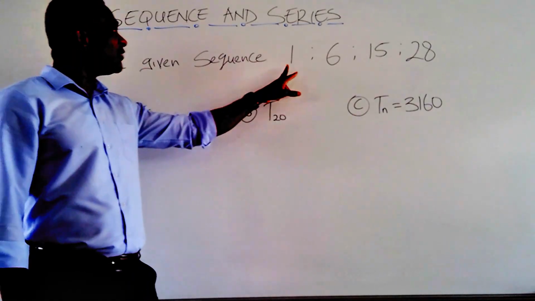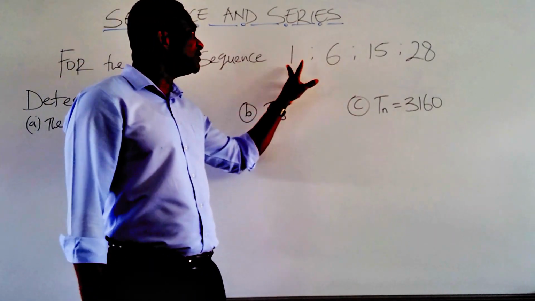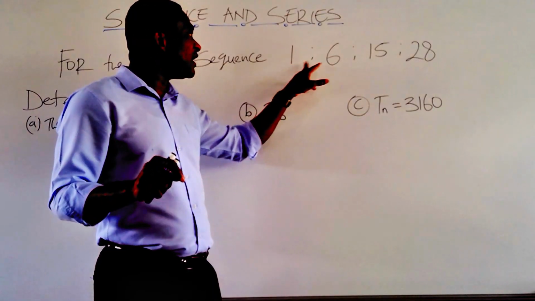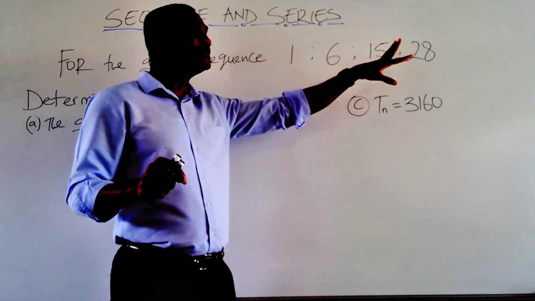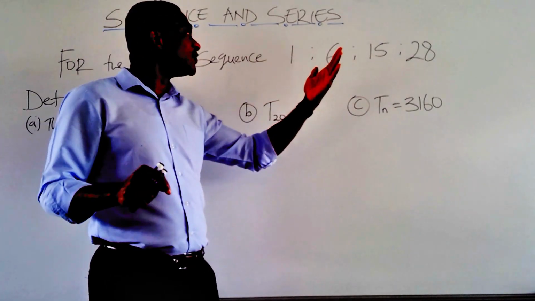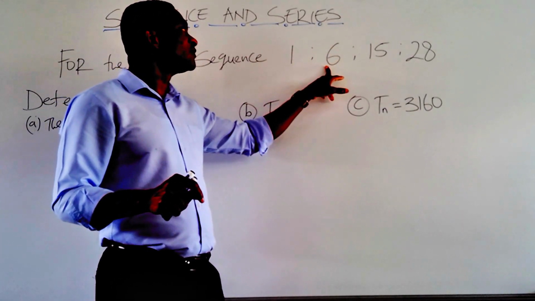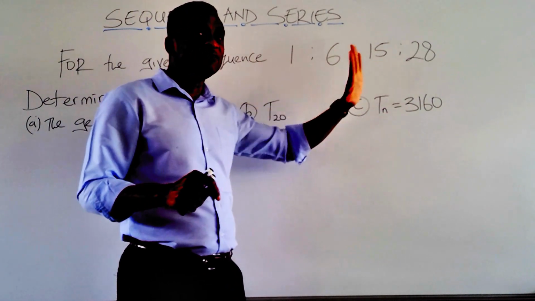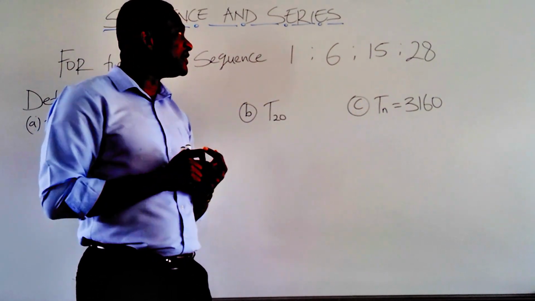Now let's look at this. We have 1 to 6. If we check the common difference, which characterizes the linear or the arithmetic, all the common differences must be equal before we conclude. We have here 5, and then we have here 9. So definitely it's not linear, it's not arithmetic.